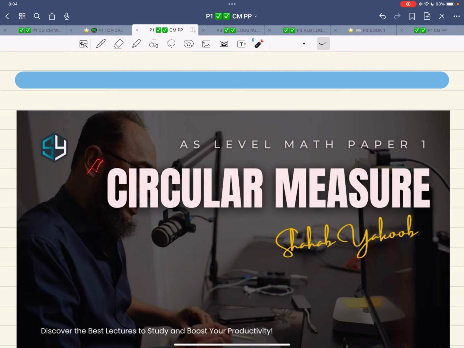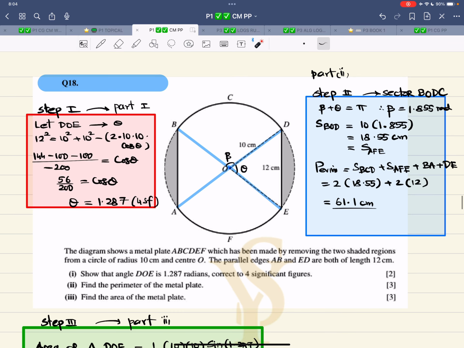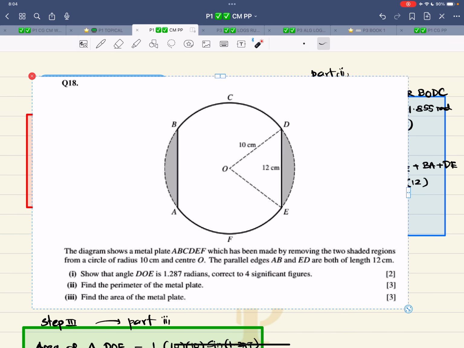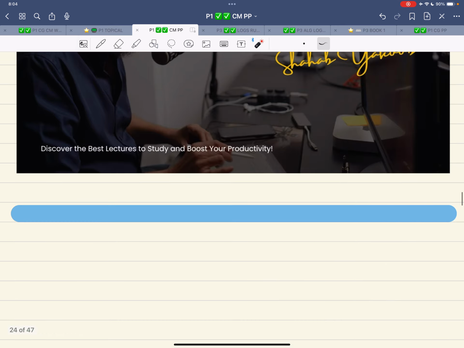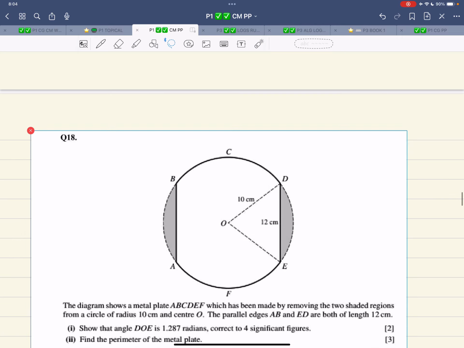So I'm back with some more tricky circular measure questions. Let's look at the first question and its walkthrough solution. What I'll do is first copy this question, paste it over here, and then I'll show you the solution.